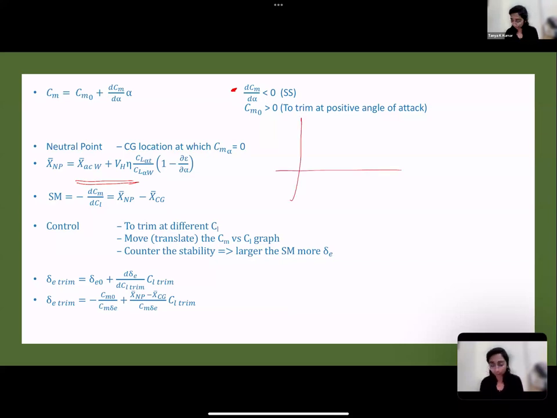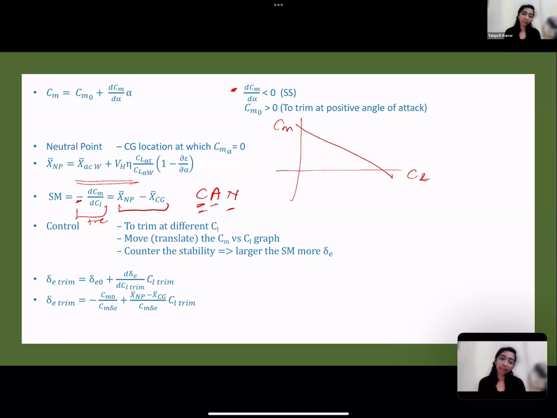The slope of dCm dCl is negative for a stable aircraft in the Cm versus Cl graph. So because of this negative sign, you have this term to be positive for a stable aircraft. And it is equal to np minus xcg, which means that for a stable aircraft, you require your CG to be ahead of your neutral point. So it's just this term that I had mentioned. If it's just a wing, your CG should be ahead of the aerodynamic center. If it's the entire aircraft, your CG should be ahead of the neutral point. It's not something that I used to remember easily.